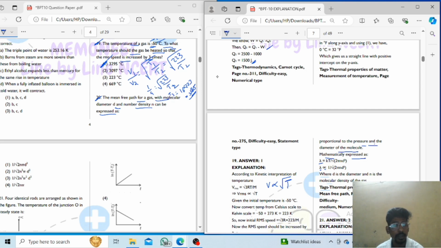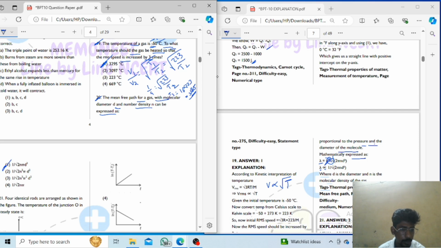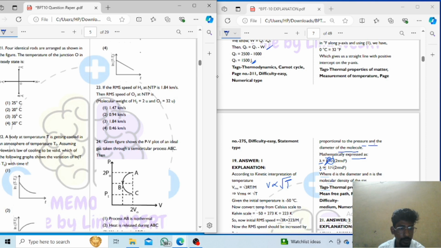Here d is the molecular diameter, and n is the number density. So from this you can say lambda is proportional to 1 by root 2 pi n d squared, if the rest is constant. This is a very simple concept. From the question you can see this is written in option number 1, lambda proportional to 1 by 2 pi n d squared. So option number 1 will be the correct option.